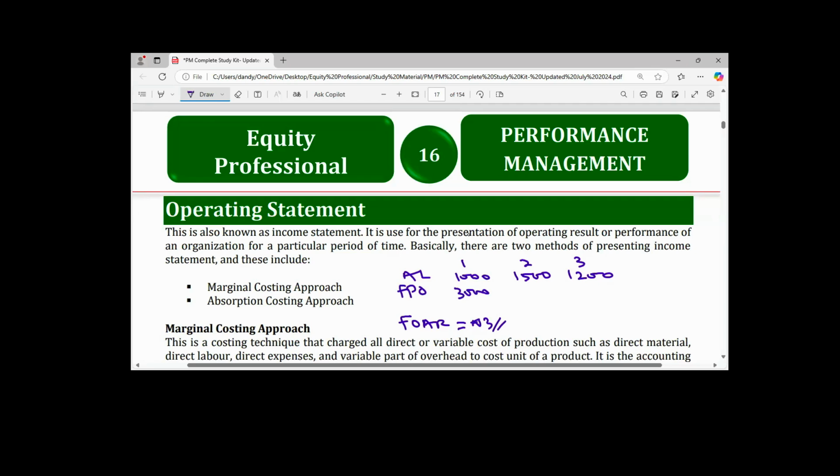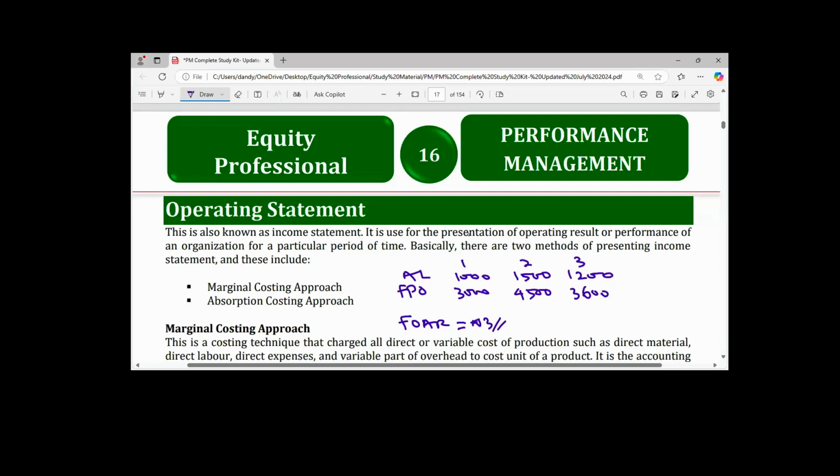3 naira multiplied by 1,500 will give us 4,500. 3 naira multiplied by 1,200 will give us 3,600. You can see that the fixed production overhead is changing as the activity level is changing. So using the absorption costing approach, fixed production overhead is part of production cost, and it will vary depending on the activity level. Okay, that is the second point we discussed.